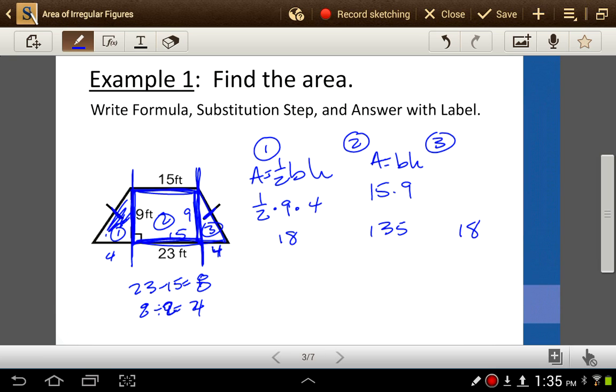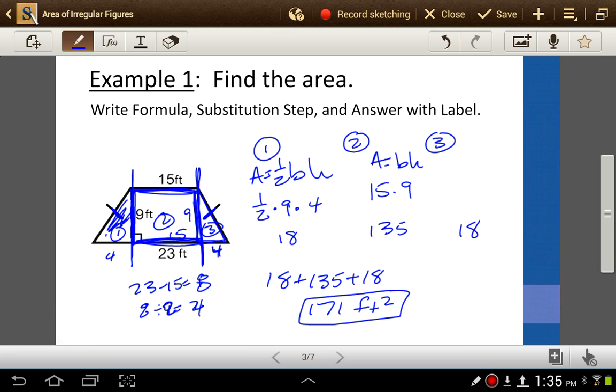So now I have the area of each piece, 1, 2, 3 pieces. I broke it into 3 pieces. I'm going to add them together to put the piece back together. So add them, 18 plus 135 plus 18, and you get 171 feet squared. It's still area, so it's still squared units. So I find the area of each piece. Since I broke them apart, when I put them back together, I add my areas, and that gives me my final result.